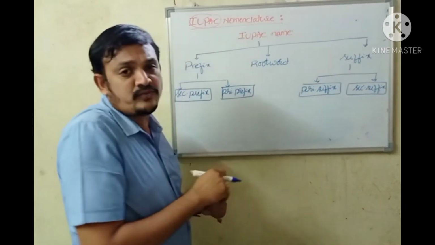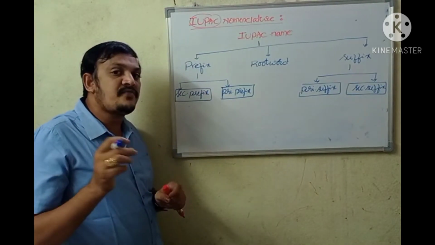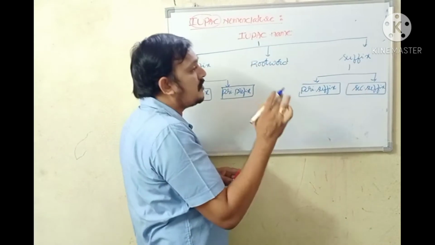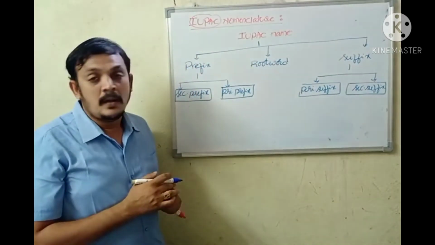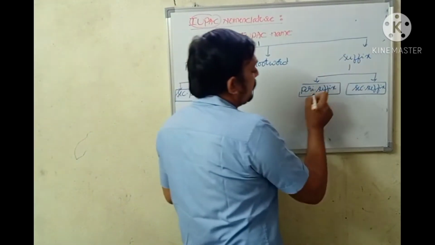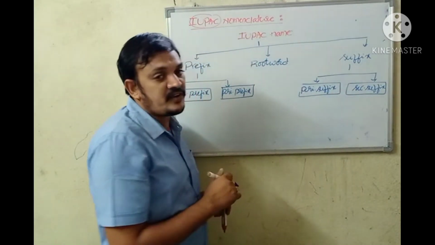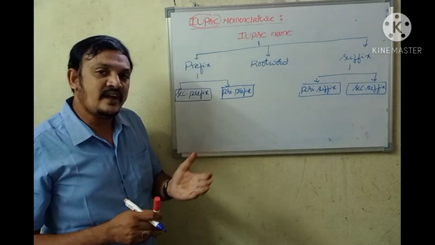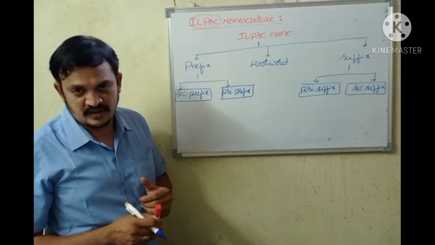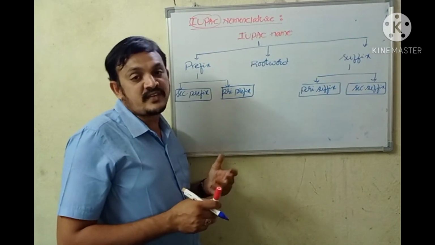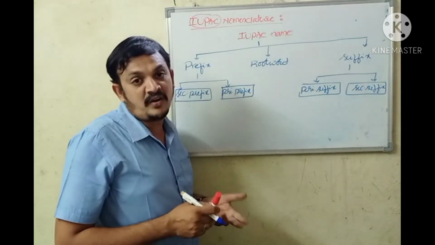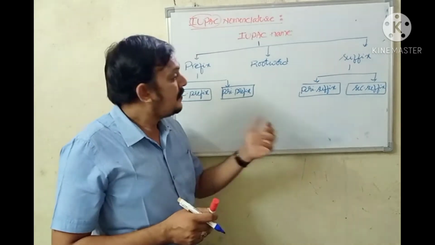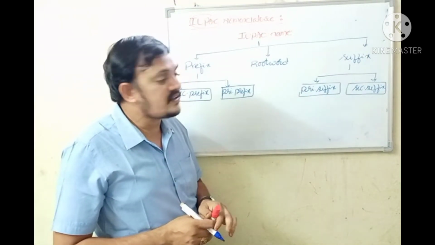Root word gives information about the number of carbon atoms in the parent chain. Suffix, primary suffix, gives information about the nature of the carbon chain. That means whether the carbon chain is saturated or unsaturated. That means whether a carbon compound contains all carbon-carbon single bonds, or is it having a carbon double bond carbon or carbon triple bond carbon. That information is provided by primary suffix.